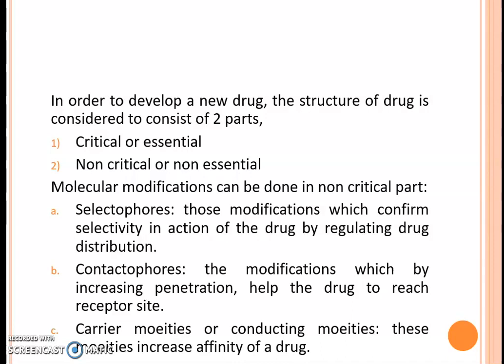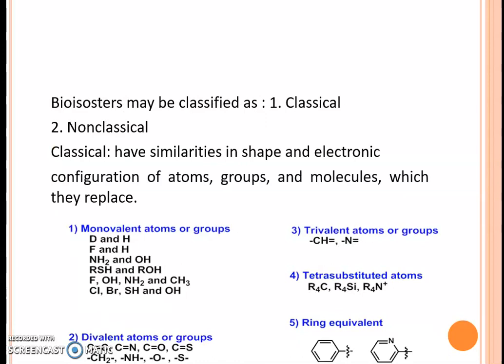The types of modification which can be done are selectivophores, that is those modifications which confer selectivity in action of the drug by regulating drug distribution. Contactophores are the modifications which, by increasing penetration, help the drug to reach the receptor site. Carrier moieties or conducting moieties increase the affinity of the drug. So these are the modifications which can be done in the non-critical part to optimize the drug structure. And the modifications can be made with the help of bioisosters.